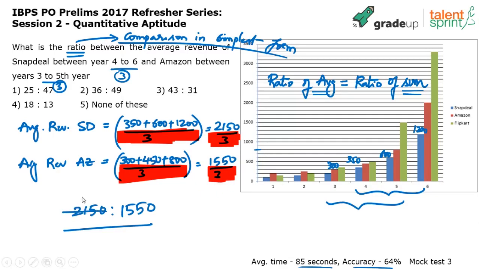So this is like 50 into, how many times? This is 40 plus 3, 43 times. And this is 30 plus 1, 31 times. So 43 is to 31. Option 3 is the answer. Option 3, 43 is to 31 is the answer.